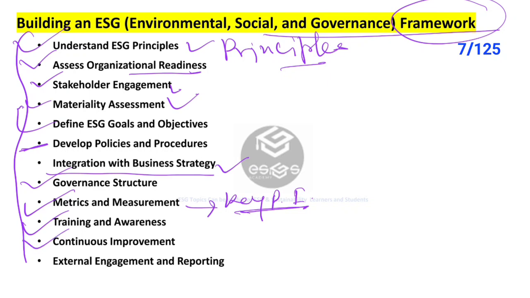In the next, continuous improvement. In this step, we drive a culture of continuous learning and improvement by having regular review and refining of our ESG framework. The next is external engagement and reporting. In this step, engaging with the external stakeholders including investors, regulators, rating agencies, industry peers to communicate our organizational ESG commitments, the performance and the progress.